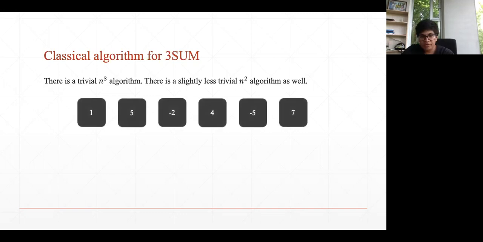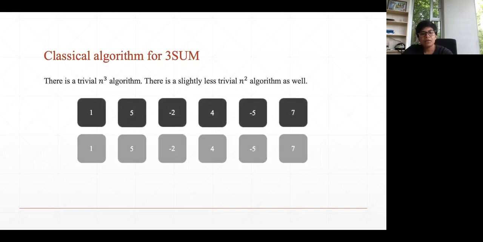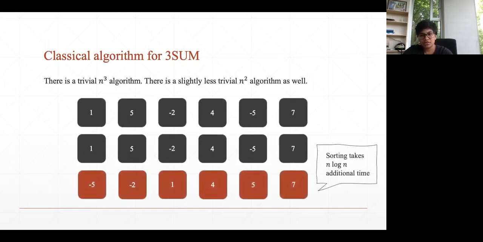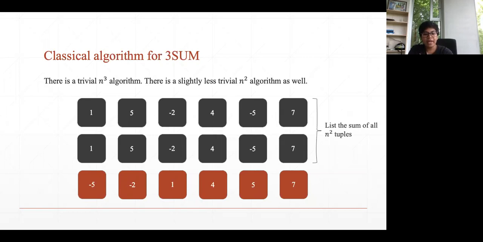So take this list and make a copy. Now make another copy. Now make a third copy, but sort this list. Now we are going to go over all these n-square pairs from the first two lists and see if the sum of some pair is present in the third list with a negative sign. So all we are doing is taking the sum of each of these pairs, and then searching whether any of these sums is present in my last list with a negative sign.